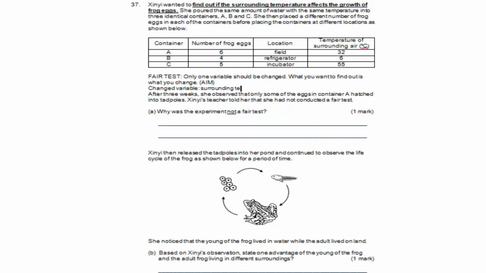So it makes sense that if I go to different locations for the different surrounding temperatures, it's okay for me to do this. But what's not fair here is there's another variable that is being changed, which in this case is the number of frog eggs. Imagine if it is not the same. One is 6, one is 4, and one is 5. Obviously, we see that there will be more frog eggs in container A, right? Because it starts off with 6 frog eggs. So that is not fair.